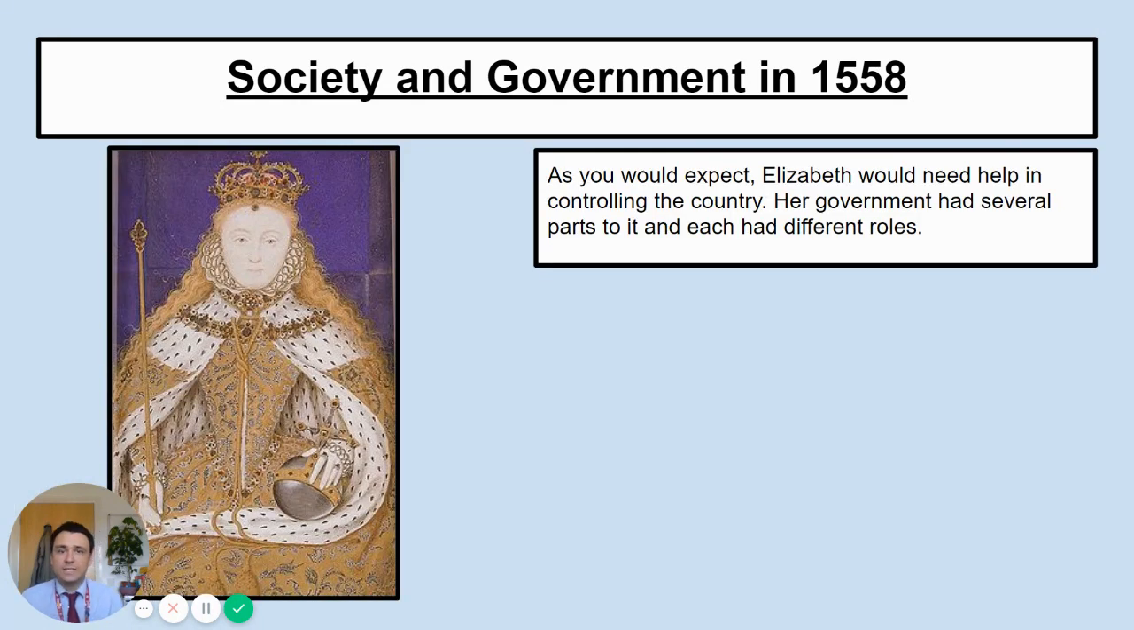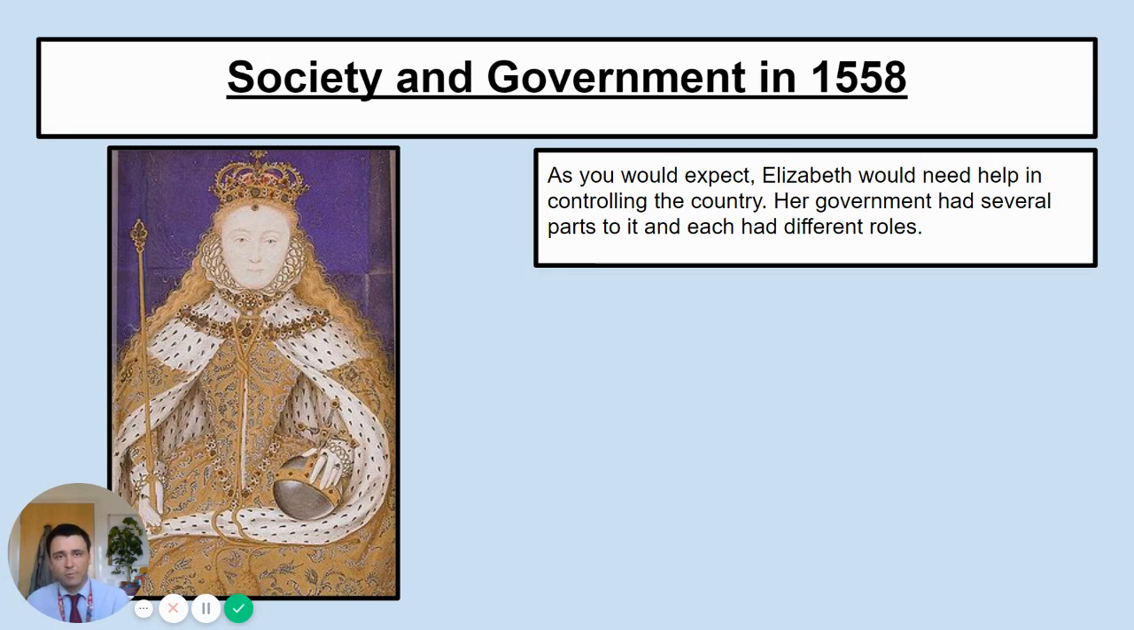Now, let's move on to Elizabeth herself. So, as you would expect, Elizabeth would need help in controlling the country. Just like we saw with the Tsar, if you remember, back with Russia. Russia was a huge country, so the Tsar needed help in controlling it. Well, in 1558, it's a very similar thing. Elizabeth needs help in controlling the country. She cannot do it all on her own.